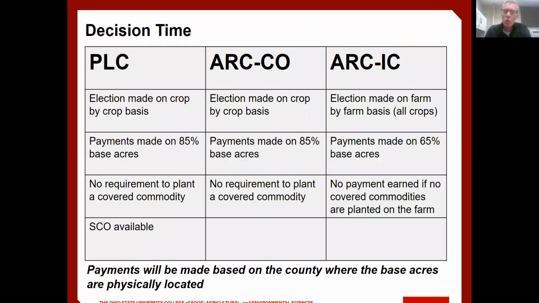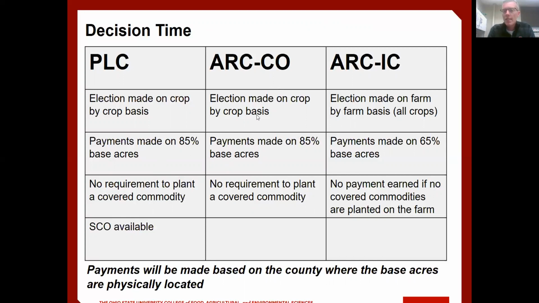So again, just to go through the decisions, the producers get to make decisions and elections for 2019 and 2020 together, and then annually every year after that. The decisions for PLC can be made on a crop by crop basis. So corn can be PLC, and you can choose Ark County for soybeans if you'd like. PLC is made on 85% of the base acres. There's no requirement to plant that crop on those acres because it's made on base acres, and the supplemental coverage option is available to you.